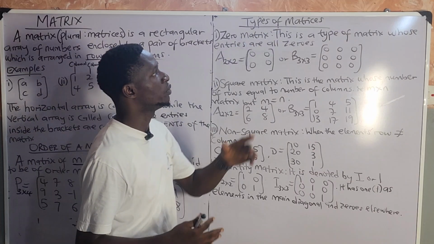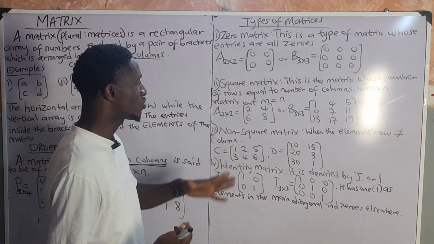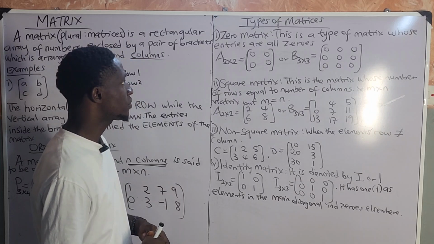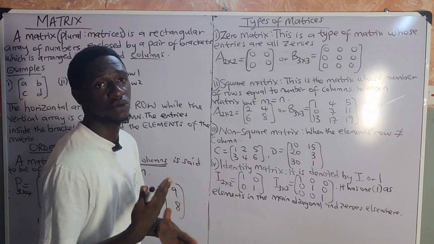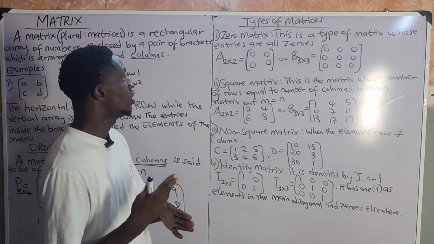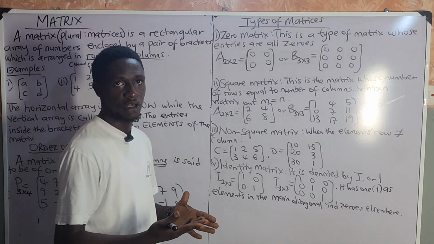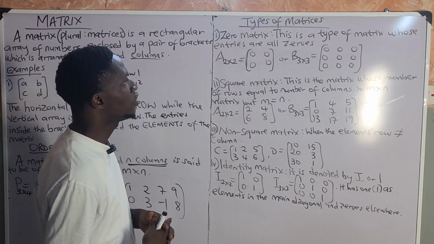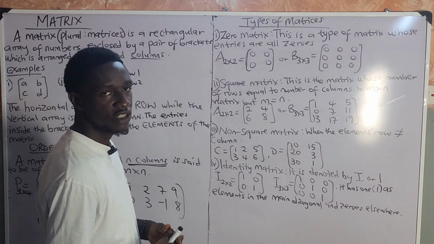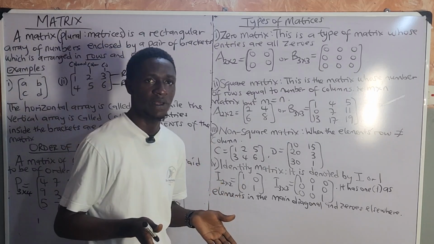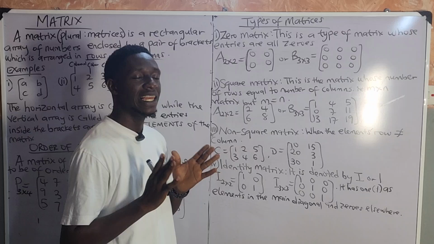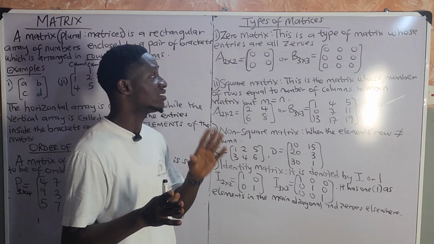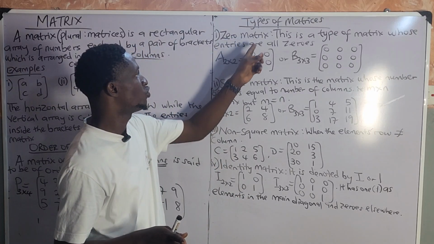We'll go to types of matrices. We have many of them, but let's focus on these 4 major types. As time goes on, we get to see even what is called the singular matrix. We have a whole lot of them. So we have the zero matrix. This is the type of matrix whose entries are all zeros. So whenever you have a matrix whose elements inside are all zeros, it is referred to as a zero matrix.